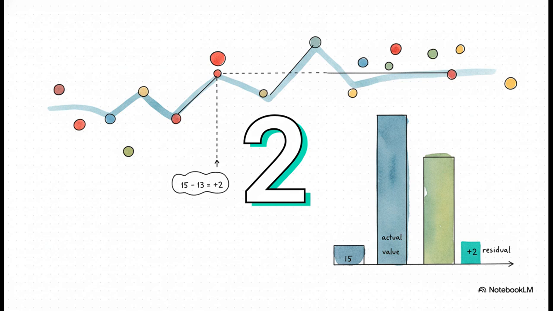All right, now for part 2. We take the actual value, which was 15, and we subtract our model's prediction, which was 13. The answer is a positive 2. That number, positive 2, is our residual. It tells us exactly how far off we were for that one point.